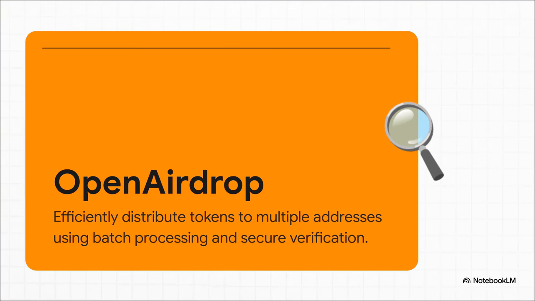Okay, so at its core, Open Airdrop is all about letting you send tokens to a massive list of wallets in one fell swoop. The secret sauce is something called batch processing. Just think of it like this. Instead of mailing 500 individual letters with 500 stamps, you put them all in one giant box and mail it once. It's that same idea. This single action saves you a ton of time, and just as importantly, a ton of money on transaction fees.